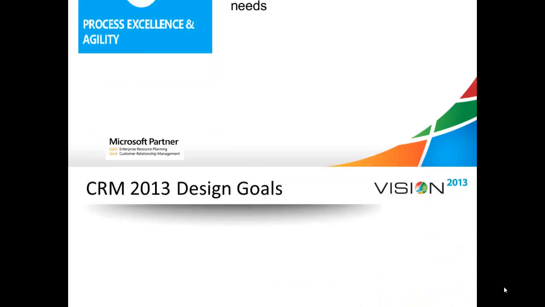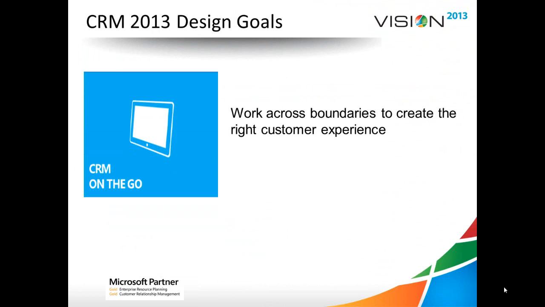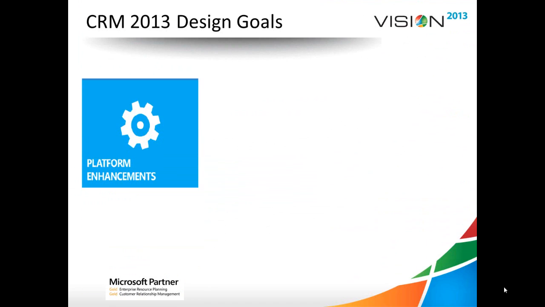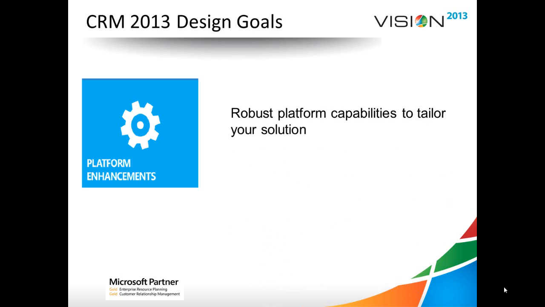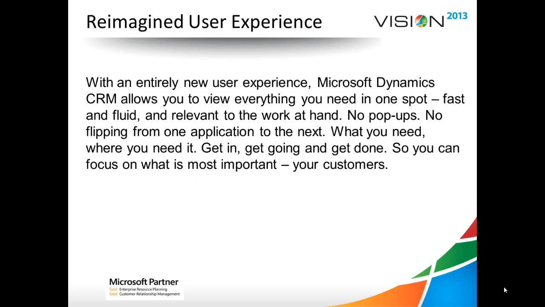We are not working from the office like we used to in the good old days. We're on the go. We need to be able to respond to those requirements. As we go, we work across boundaries to create the right customer experience. Those boundaries can be other operating systems like iPad, Android-based tablets, Surface devices powered by Windows, cell phones, again, by Apple, Android, or Windows-driven. So we need to have some platform enhancement to provide a robust platform to test so people can tailor their solutions on it. And as we speak about it, we have to re-imagine the whole user experience.